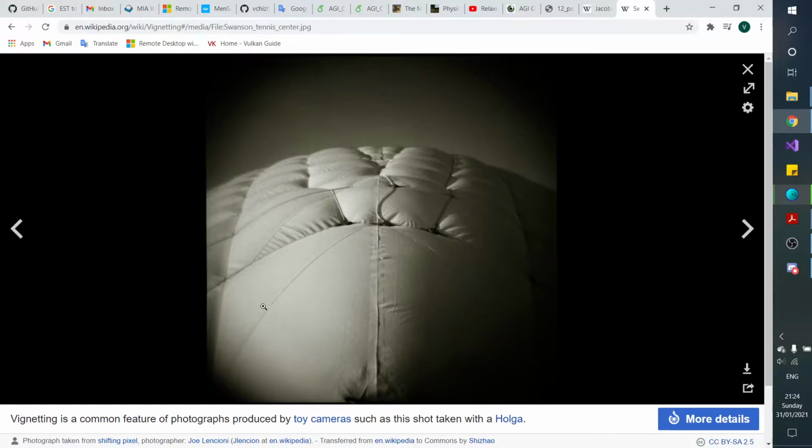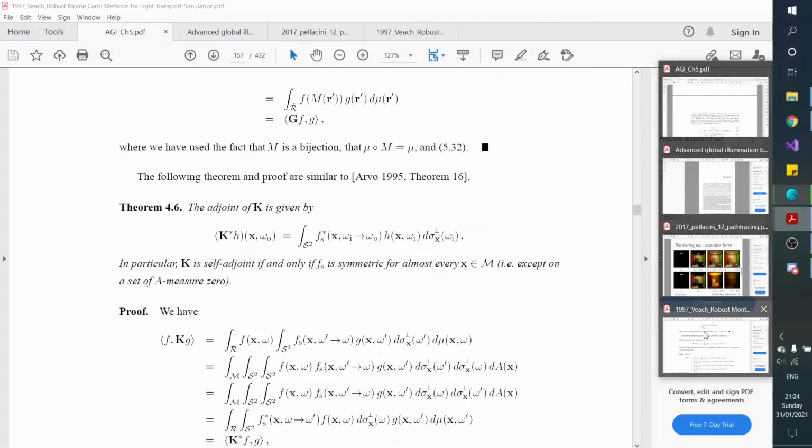How you can avoid this effect is by simply, for example, making your sensors here more sensitive and here less sensitive, so it's the same brightness everywhere. So that's one possible solution.